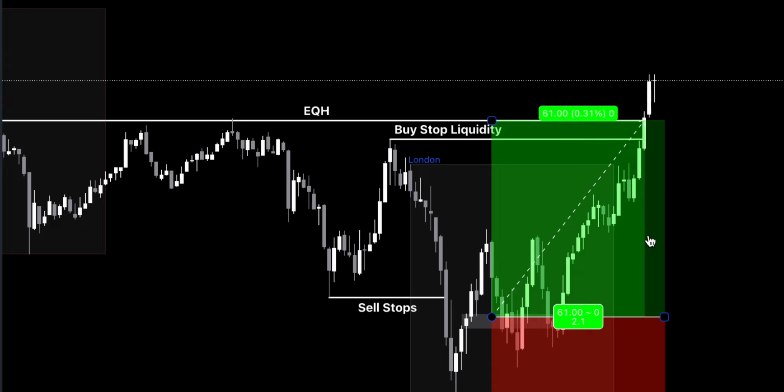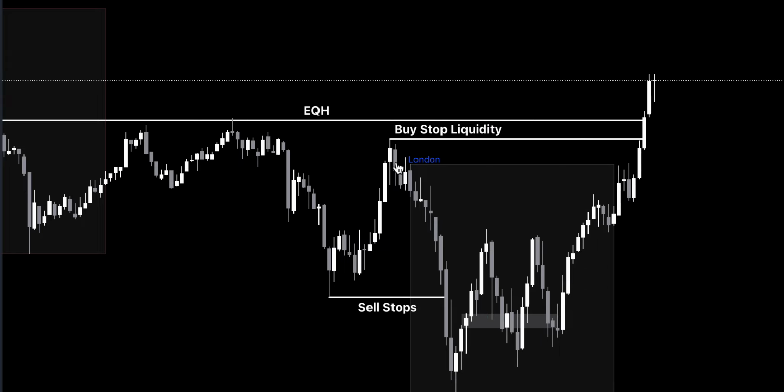Okay, but let's just break this down. What we have is a run on liquidity, running the sell stops during a high time-based session, the London session. Therefore there's a lot of volatility, there's a lot of algorithmic trading taking place. We're on the 3-minute time frame, and this is where the algorithms are taking place.